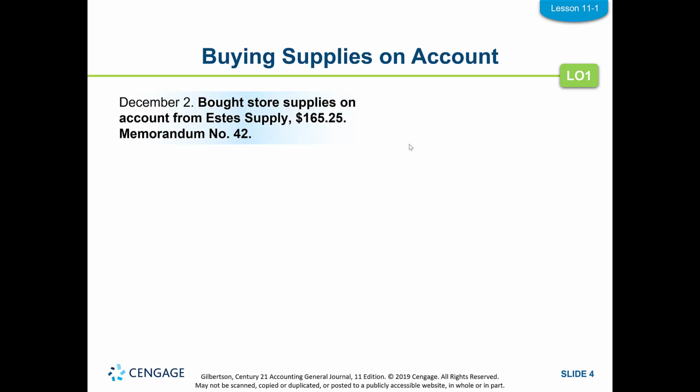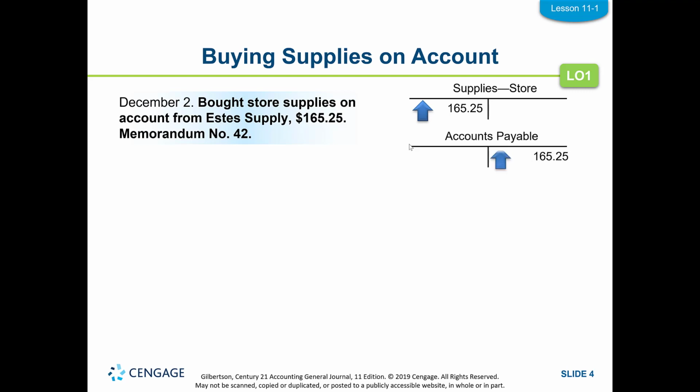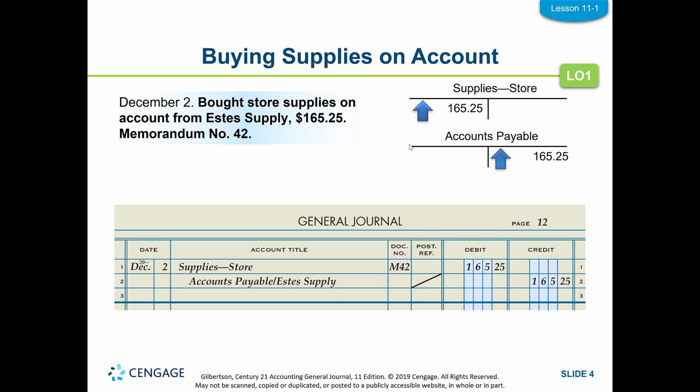So again, buying supplies on an account, bought store supplies on an account from Estee Supply, $165.25, Memorandum 42. Supplies is going to be debited $165.25, and we're going to have accounts payable credited $165.25. So this takes a look at our general journal. When we look at our general journal, there are only 2 columns, debit and credit, no special columns. So when we take a look at journalizing it, we're going to put our date here first of December 2nd, and we'll put in our account title, which is going to be debiting supplies store for $165.25.